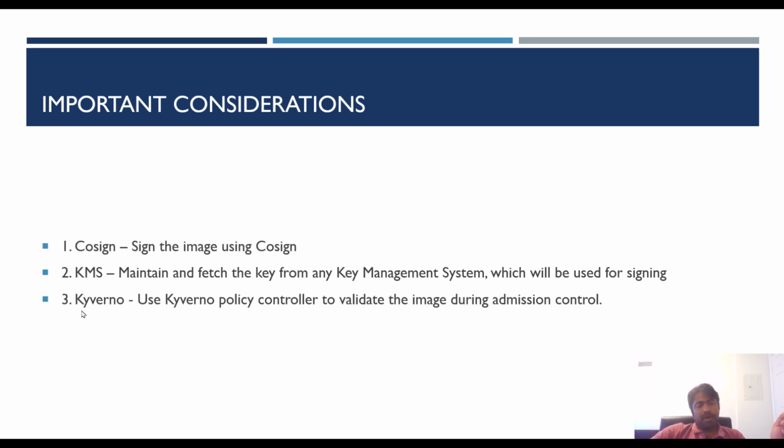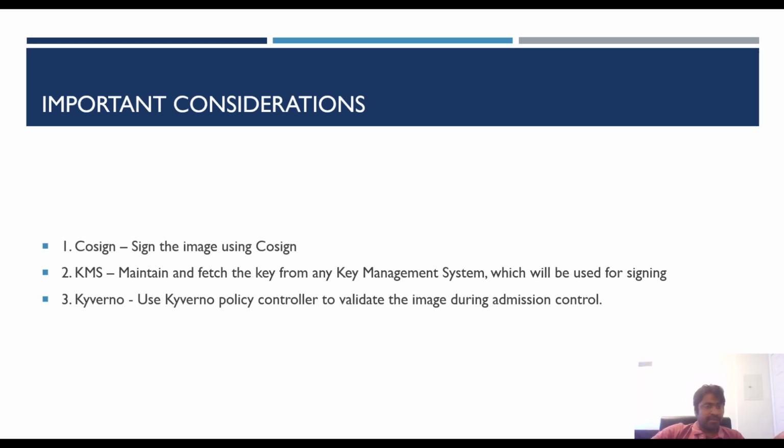One of the most widely used policy controller tools nowadays is Kyverno. Kyverno comes with its own admission controller, so you can configure your admission controller to validate your signature, because it has integration with Cosign. It will use Cosign to pull the key from your KMS system and validate your image signature against that key. So that is the flow, and we are going to have a proper demo.